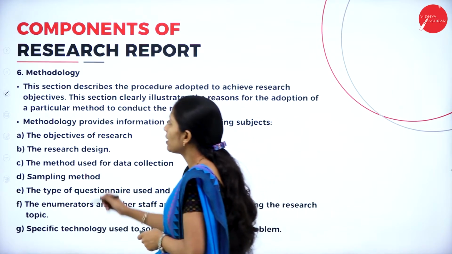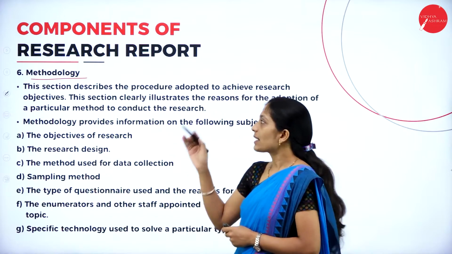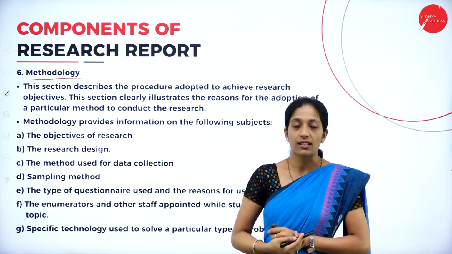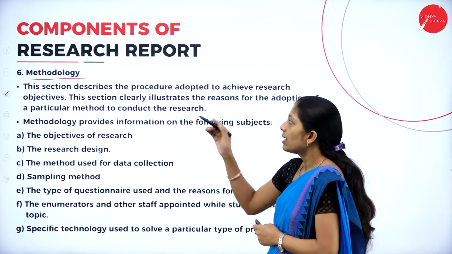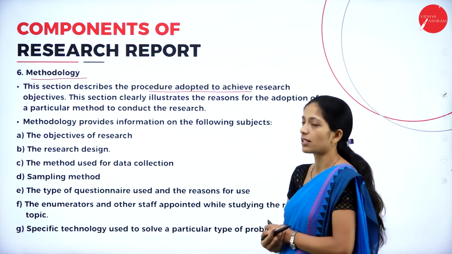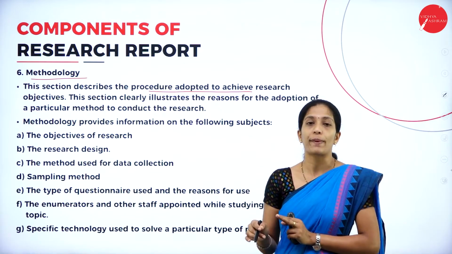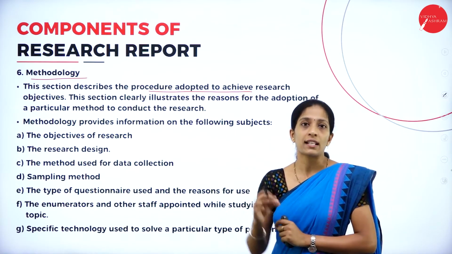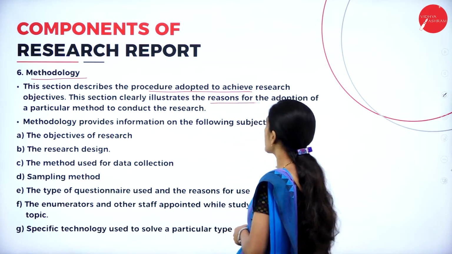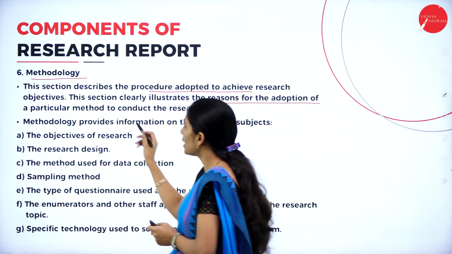And the next step is the methodology. Let us see what this methodology is: what type of research methods the researcher is going to follow. This section describes the procedure adopted to achieve the research objectives. What procedures are being followed by the researcher in order to attain his research objectives? This section clearly illustrates the reason for adoption of a particular method to conduct the research.